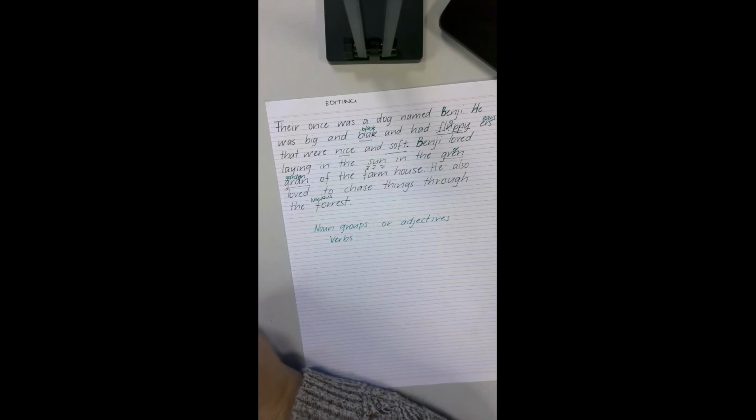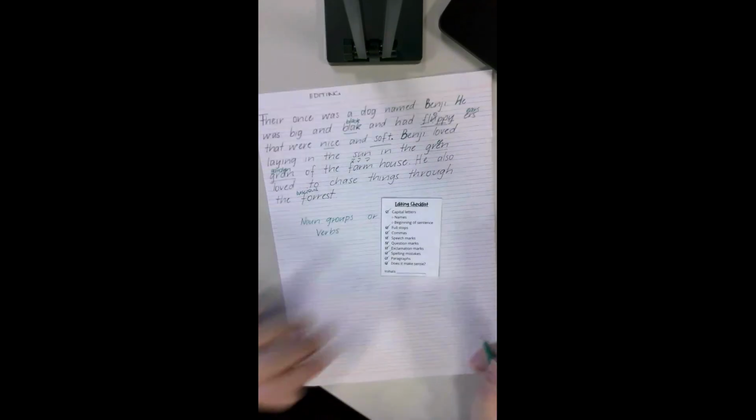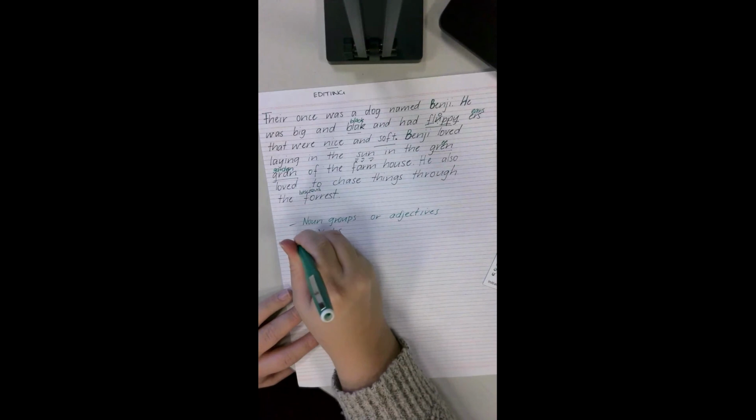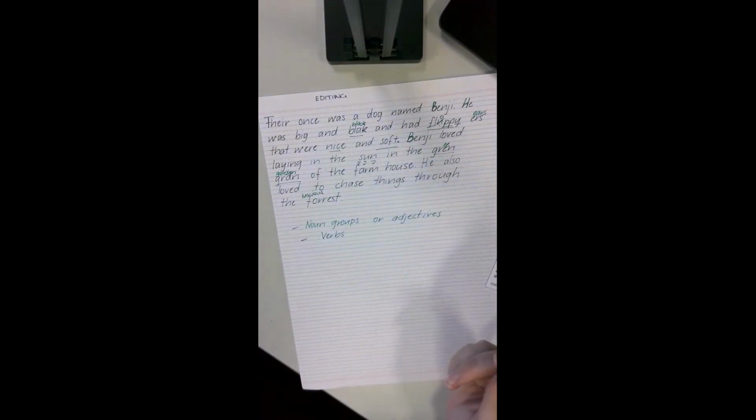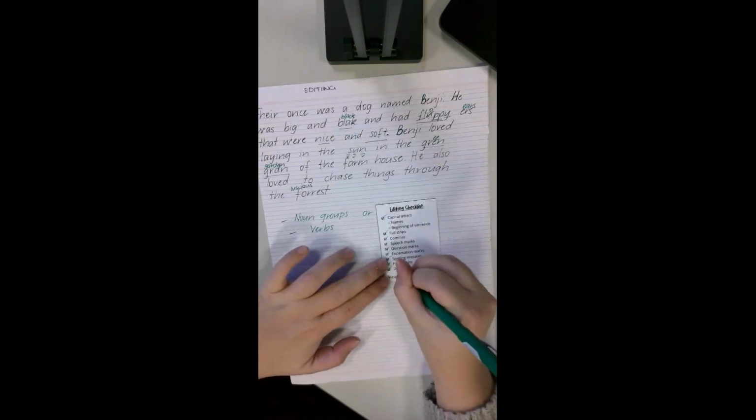There once was a dog named Benji. He was big and black and had floppy ears that were nice and soft. Benji loved laying in the sun in the green garden of the farmhouse. He also loved to chase things through the luscious forest. You know what? I'm really happy with that. It makes sense, and I went through and made sure that I had a variety of these things in it as well. So I'm going to initial there because I have completed it all, Miss Exton.